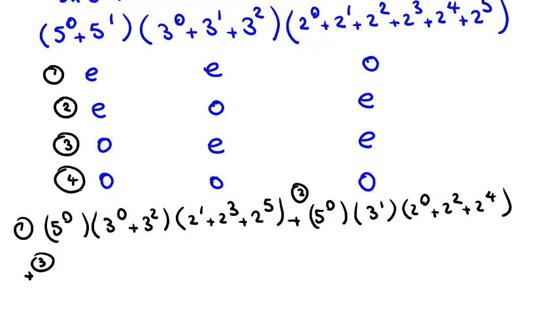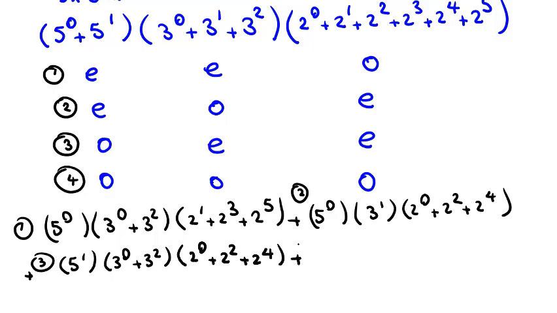Plus the case 3 here, odd, 5 to the power of 1, even, 3 to the power of 0 plus 3 squared, and even here, it will be 2 to the power of 0 plus 2 squared plus 2 to the power of 4. And the last one, odd, odd, odd, it will be 5 to the power of 1 times 3 to the power of 1 times 2 to the power of 1 plus 2 to the power of 3 plus 2 to the power of 5.